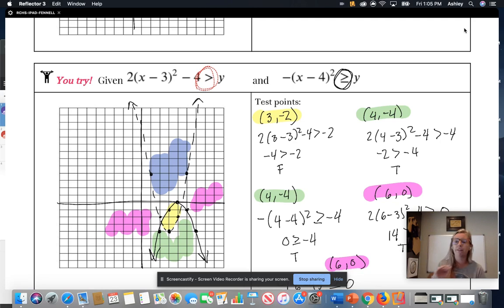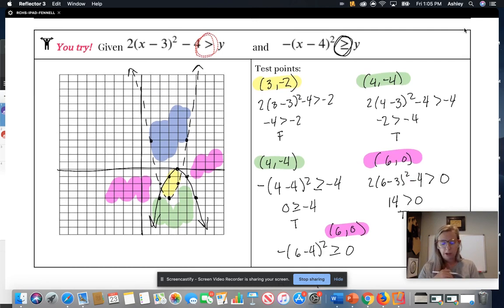So we need to check all of these regions here to make sure that we find the feasible region. Okay, so I picked a yellow point, 3, -2. I tested it in my first quadratic and got a false statement. I don't need to test it in the next one because it's false for 1, so it's definitely not my feasible region.